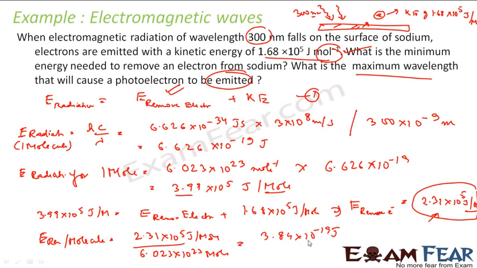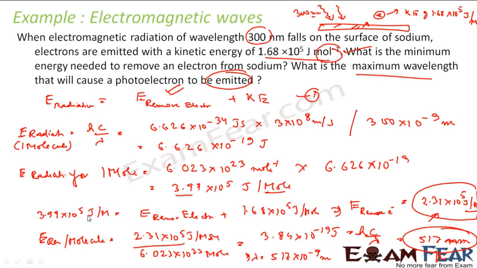So per molecule, this is the energy required, and this will come from the same formula, hc by lambda, because we want to find the wavelength which can give this energy, right? So we'll use the same formula now. We'll put h equal to Planck's constant, c is 3 into 10 to the power 8. So we'll solve for this, and we get lambda as 517 into 10 to the power minus 9 meter, and that is nothing but 517 nanometer, and that is my answer.